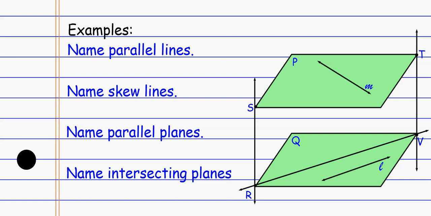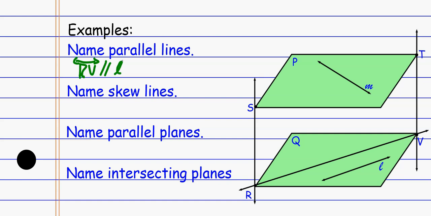For them to be parallel, they have to never intersect, but they have to be on the same plane. So when you look at something like this, RV and line L are probably the best candidates. So line RV, and I should just use the symbol for parallel lines. We say RV is parallel to line L, okay?